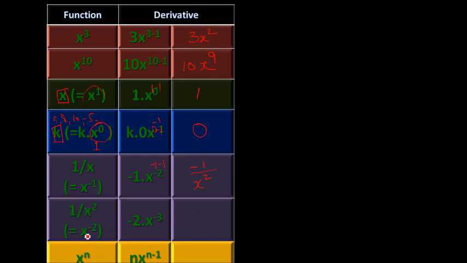1 over x square can be taken as x to the power of negative 2. Negative 2 minus 1 is negative 3. Therefore, this is negative 2 over x cube. So far, we have seen positive powers, 0 and negative powers. And these are the results of such functions with positive, negative and 0 powers.